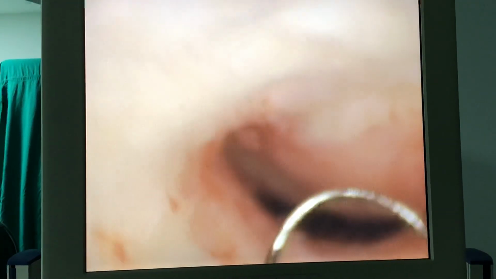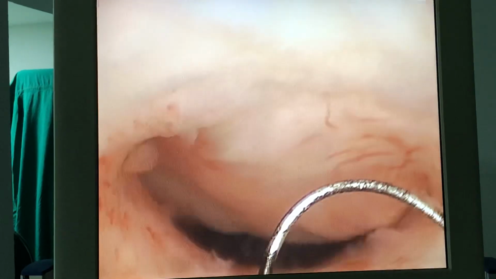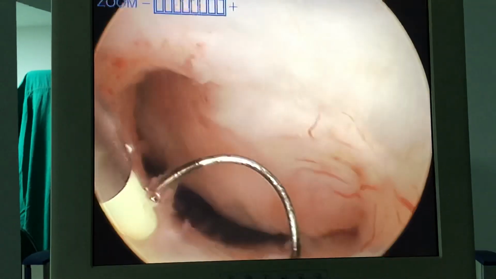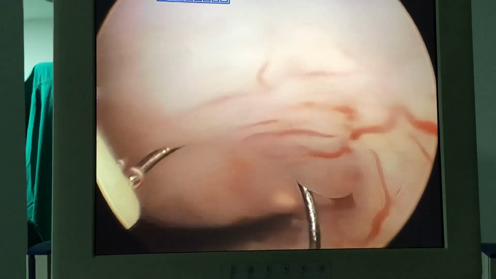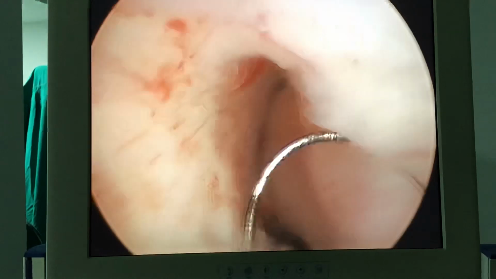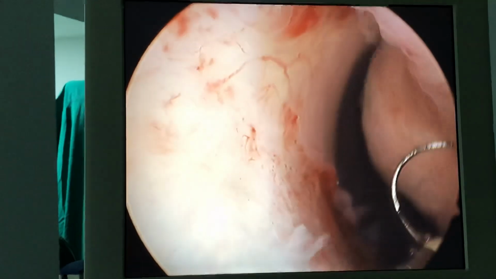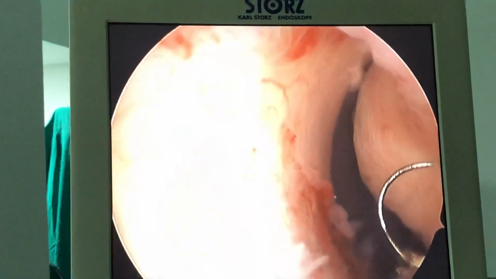Okay? And then at the level of the internal os, there is some strange shadow or mass, okay? I'm coming from, this is the internal os. So what is this, all right? Let me close the zoom and enjoy the view. Okay, there is a big polyp attached here. You see that? Okay, this is the polyp just above the internal os.